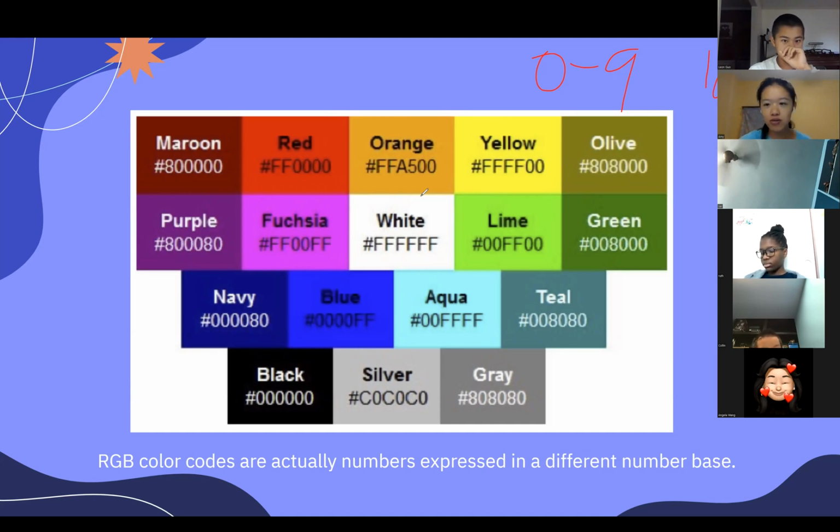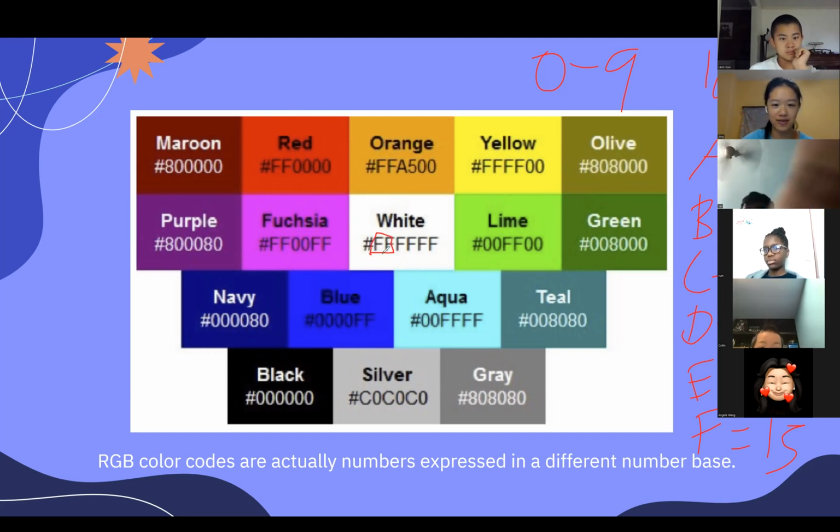So instead, we use letters from the alphabet. We have 0 through 9, and then A equals 10, B equals 11, C equals 12, D equals 13, E equals 14, and F equals 15. And that's why you're finding all these letters on this hexadecimal thing.